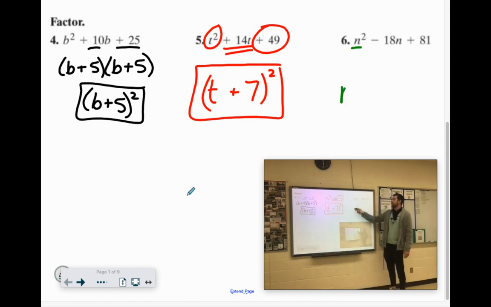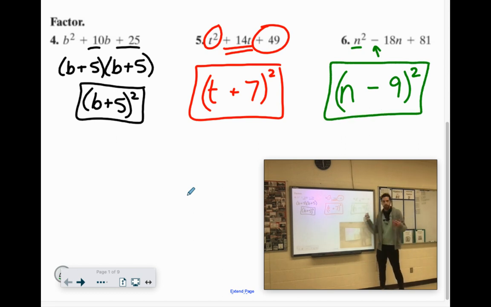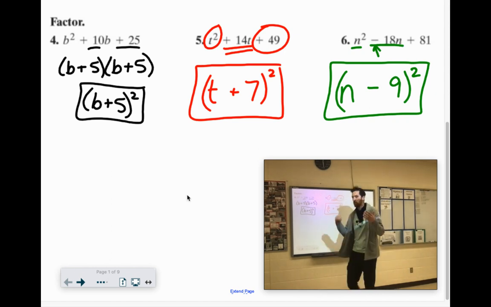Square root of n squared is n. Square root of 81 is 9. I see the first symbol is minus, so it's probably n minus 9 squared. But double check. Negative 9 times n times 2 gives us negative 18n. Cool. We're all warmed up.